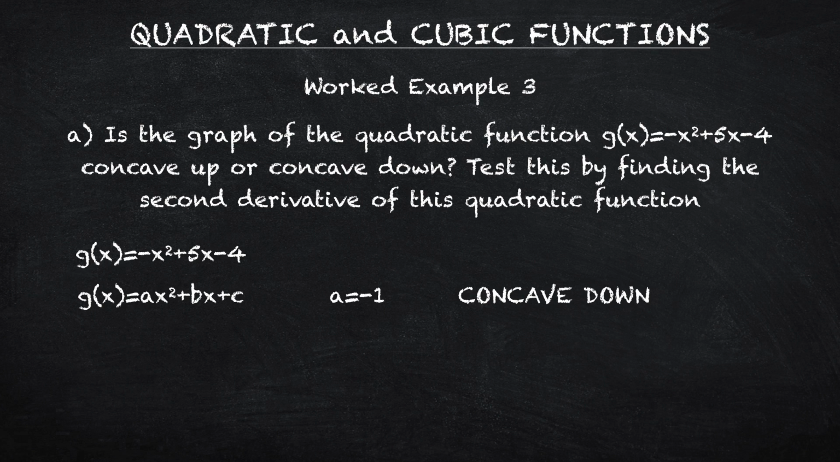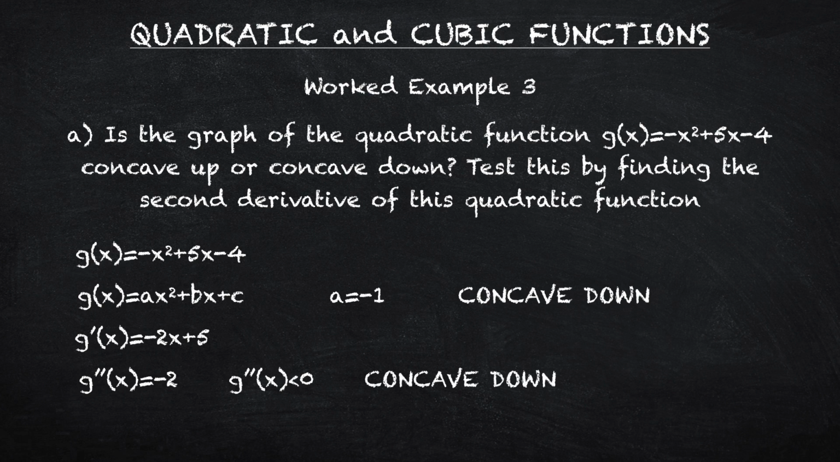But we can test this using the second derivative of the function. If we want to compute the second derivative, first we have to compute the first derivative. The first derivative of this function is g prime of x equals minus 2x plus 5. And the second derivative, the derivative of g prime, is equal to minus 2, which is a negative number. So we have the confirmation that the curve is concave down, because the points where the second derivative is negative have a down concavity. And so we finish the first exercise.